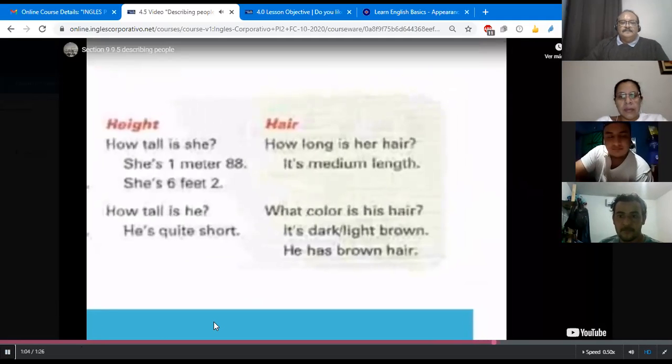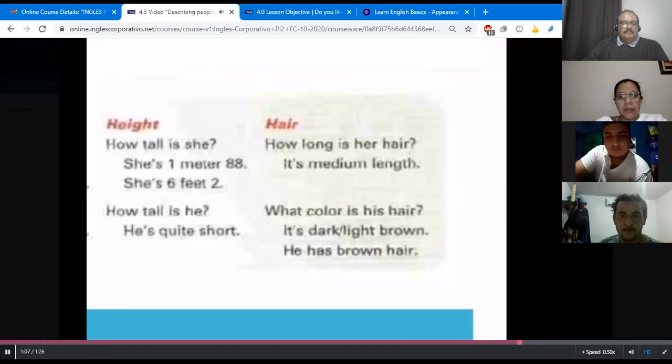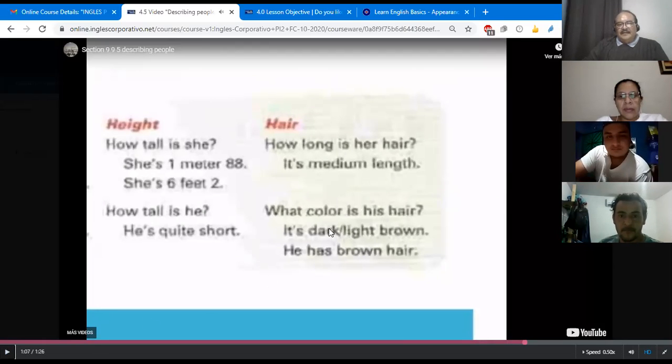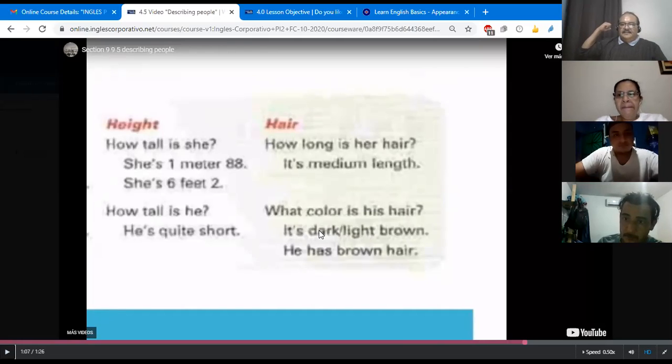What color is his hair? It's dark brown. It's light brown. Remember the other day we were talking about dark. Brown is the color, but depending on the intensity of the color, you can have light or dark. Light brown and dark brown. Remember the curtains that I have here in the back? They are dark brown. There are other colors, like beige, for example, which is in the middle. I am terrible at talking about colors, so I'd better not give my opinion in that sense. All right.